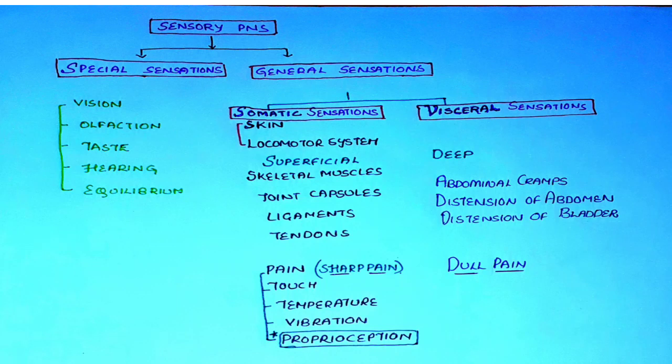Distension of abdomen also leads to discomfort, and distension of bladder also leads to discomfort, and the pain here will not be as sharp as that seen in somatic sensations. Somatic sensations going to central nervous system have a very important component called proprioception. Proprioception means awareness of position of the body. It refers to body's ability to perceive its own position in space.